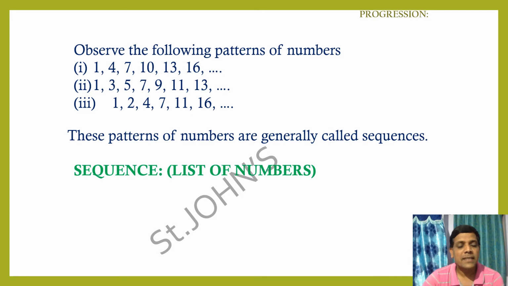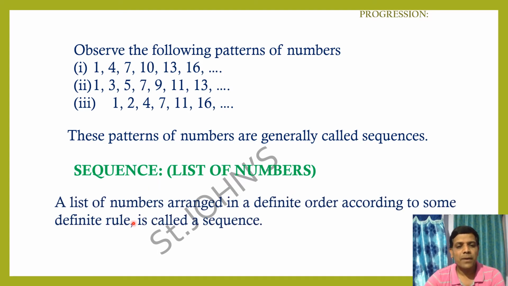Sequence. What is meant by sequence? Sequence means a list of numbers. A list of numbers arranged in a definite order according to some definite rule is called a sequence. Are you clear? Next one.